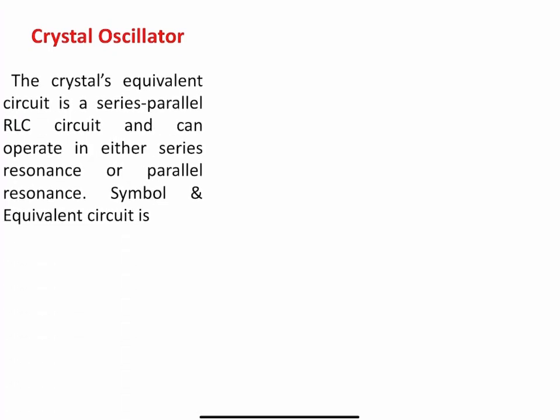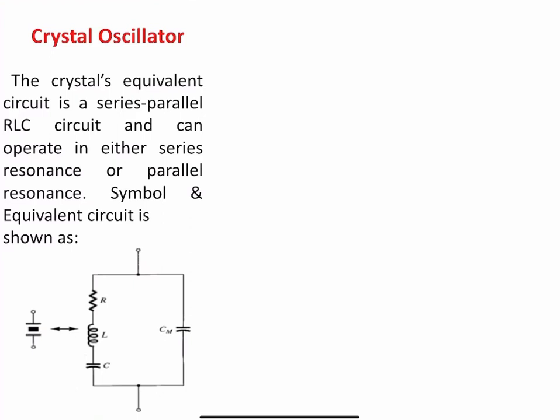Now how is the crystal circuit used, or what is the equivalent circuit of a crystal? The equivalent circuit of the crystal you can see in this figure. R, L, C are in series. Cm is connected in parallel. This is the capacitance between the holes, also known as mounting capacitance. And the crystal equivalent circuit is a series parallel RLC circuit, and it can operate in either series resonance or in parallel resonance. This is the symbol of the crystal and this is the equivalent circuit of the crystal.